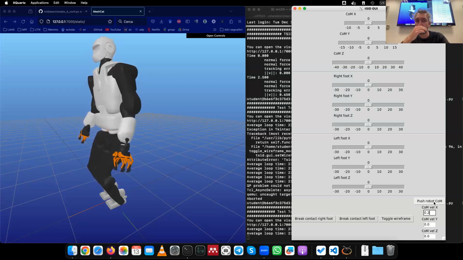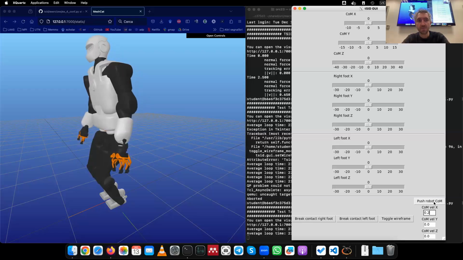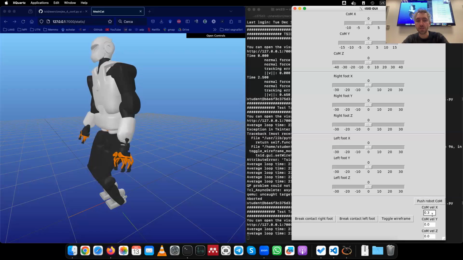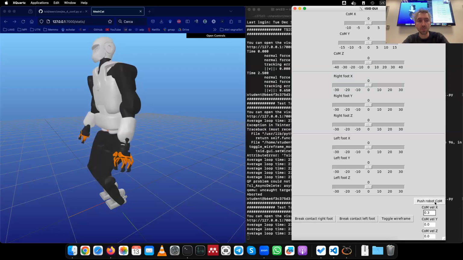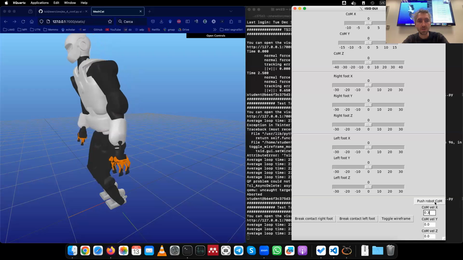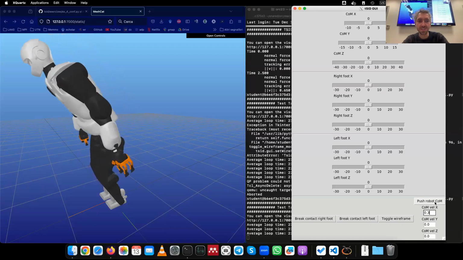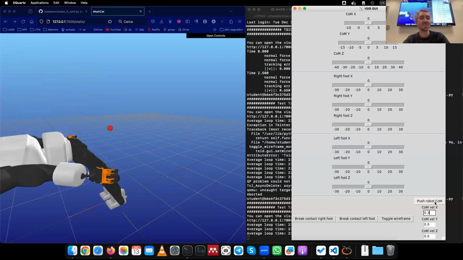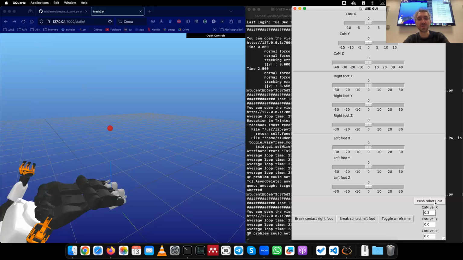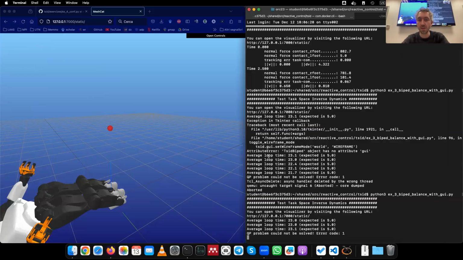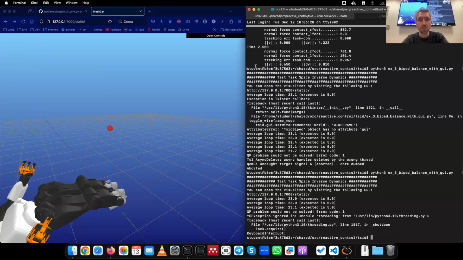It started moving forward, but it's able to sustain that. We can try to make it bigger, I don't know, 0.3. That was too large. We pushed it too much. And you can do that also in the lateral direction and in the vertical direction if you want to see how it reacts. Okay. Any question? Let's move on then.